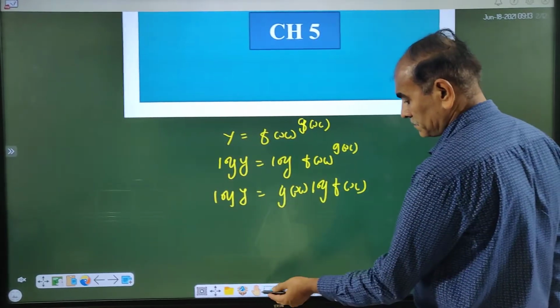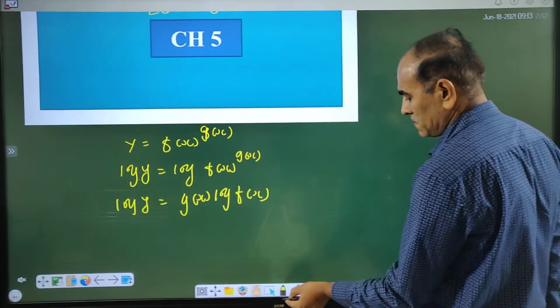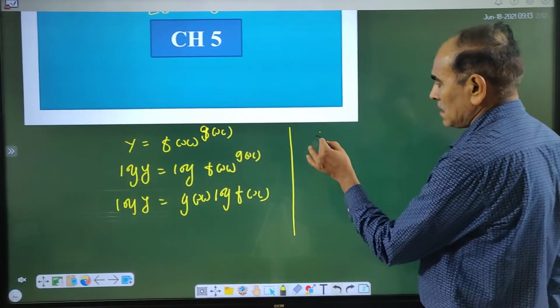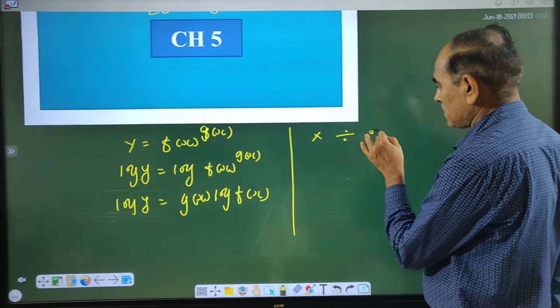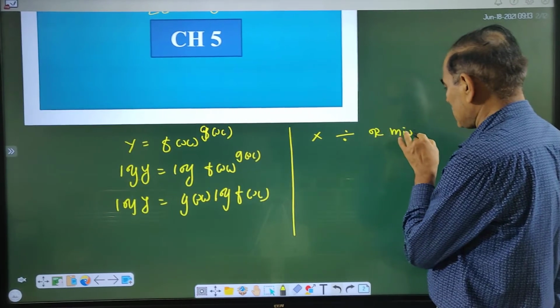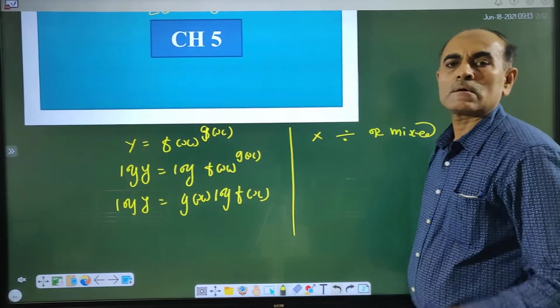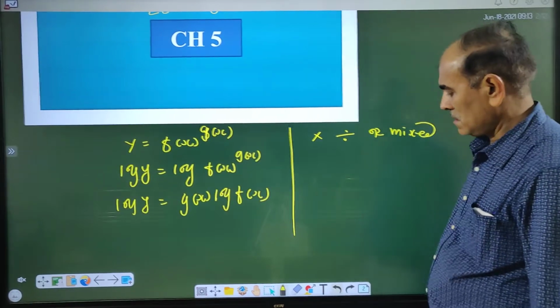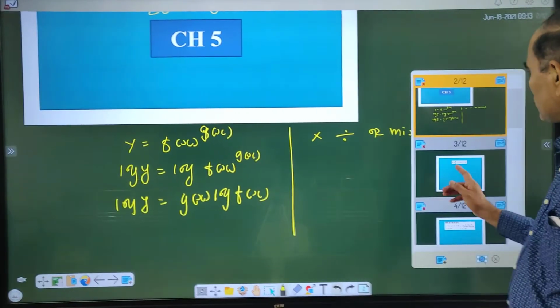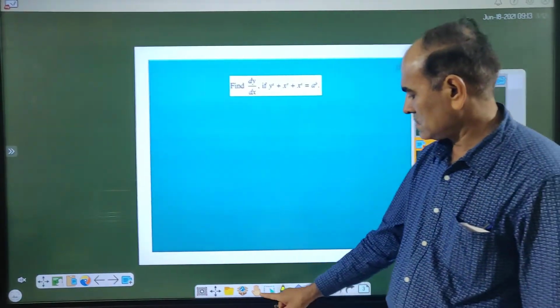And at the same time, if more than two functions are given in product form, in division form, or in mixed form, then we have to take log on both sides. So let us see more examples based on such things today.